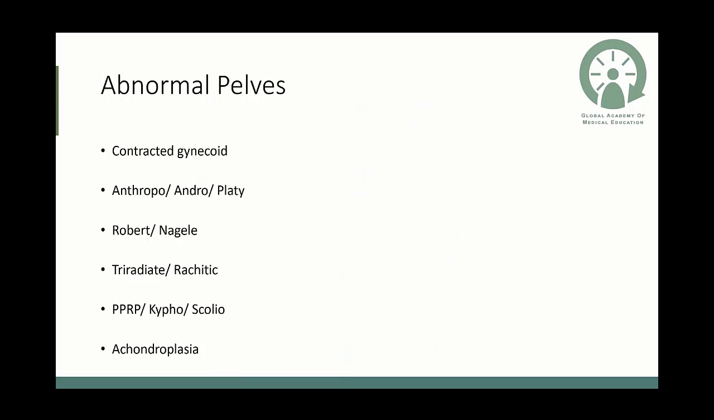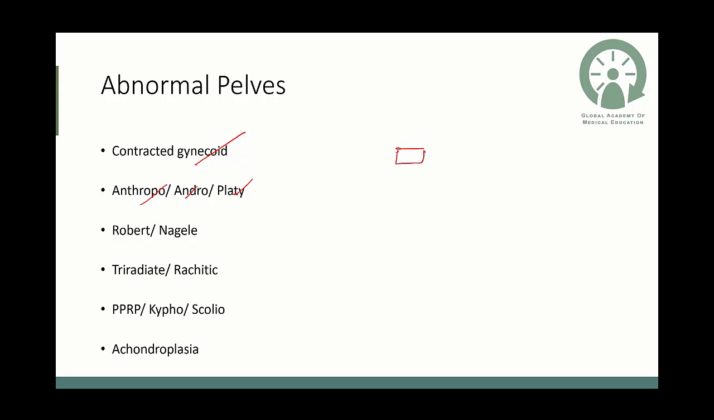So let us take this opportunity to discuss some abnormal pelvis. So even a gynecoid pelvis does not actually have to be good every time. A contracted gynecoid pelvis or a very small gynecoid pelvis is also abnormal. Anthropoid, android and platypelloid we have discussed. So let us just discuss Robert's pelvis and Naegele's pelvis.